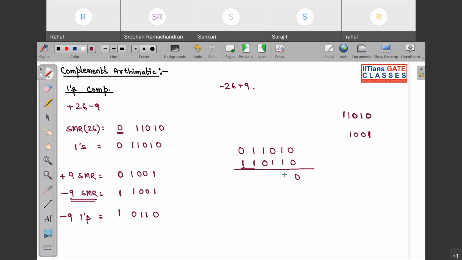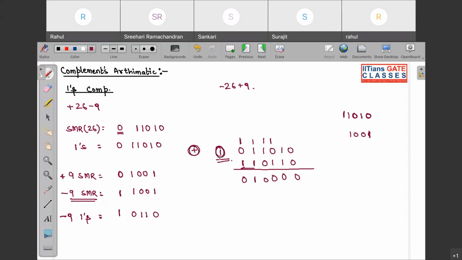Now add these two. So this will be 0. 1 plus 1 is 0. 1 over here. So this is 0. Carry is 1. Again 0. This will be 1. 1 plus 1 is 0. 0 plus 1 is 1. Carry is over 1. So 1 plus 1, this is 0. Carry is 1 over here. Okay. So carry generated means what? Carry generated means your positive number. It indicates a positive number.